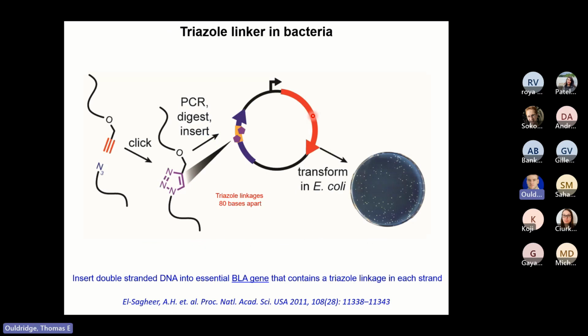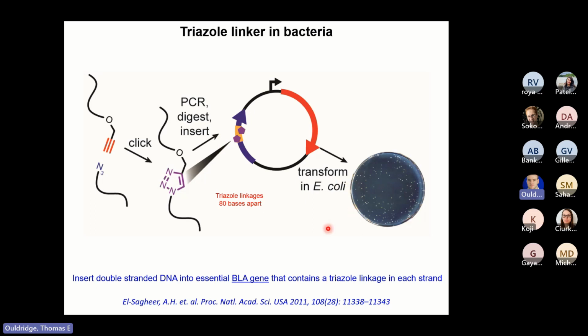But we wanted to also see if this could work within a living system. So we took an E. coli and we put a plasmid in E. coli. We put the click linkage within the plasmid in E. coli. This time we put one in each strand. So we have a plasmid that contains 2 triazoles, and we express that plasmid in bacteria.